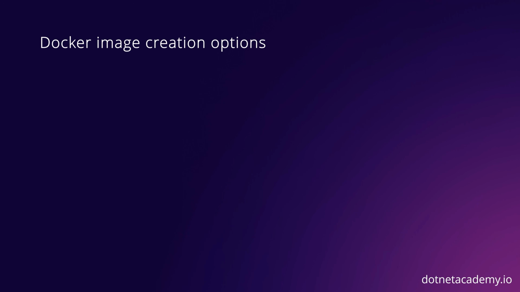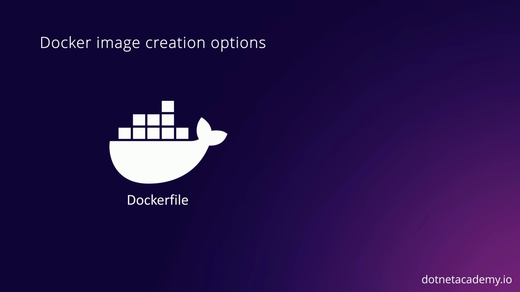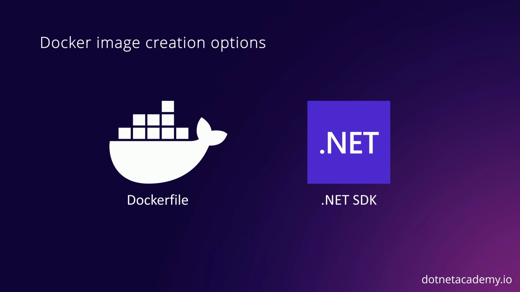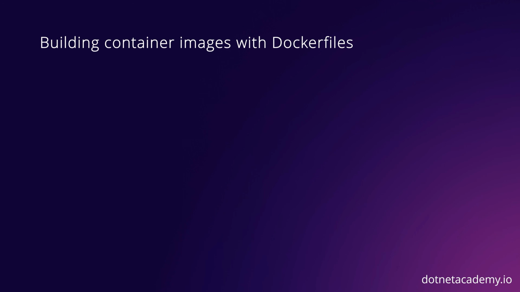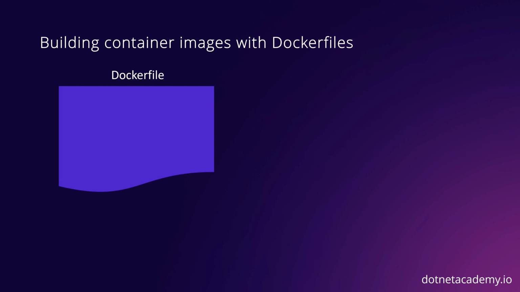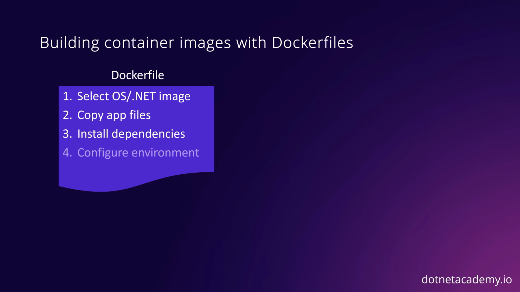.NET developers have two options to create Docker images: use a Dockerfile or use the .NET SDK. Since most teams are using Dockerfiles today, let's explore that option first. We said before that a Docker image is a blueprint or template that contains everything needed to run your application. The traditional way to define this blueprint is via what is known as a Dockerfile. This is a simple text file where you specify all the instructions that are needed to prepare the Docker image.